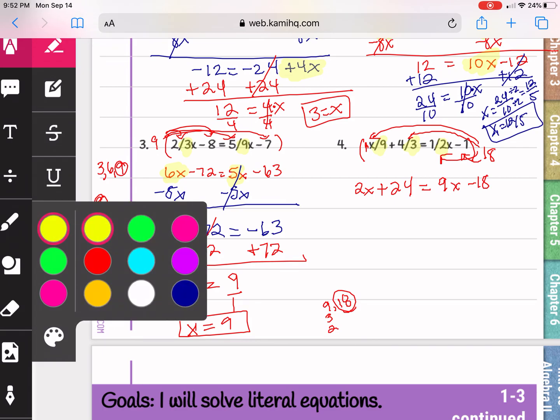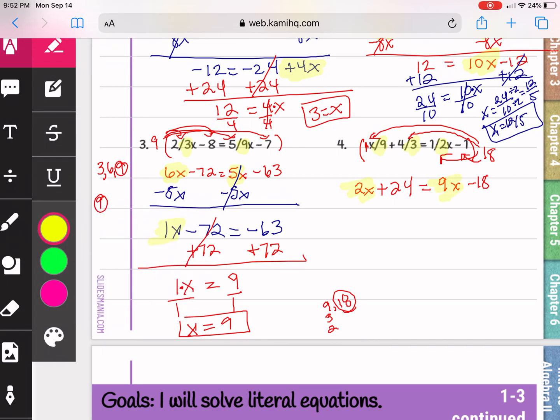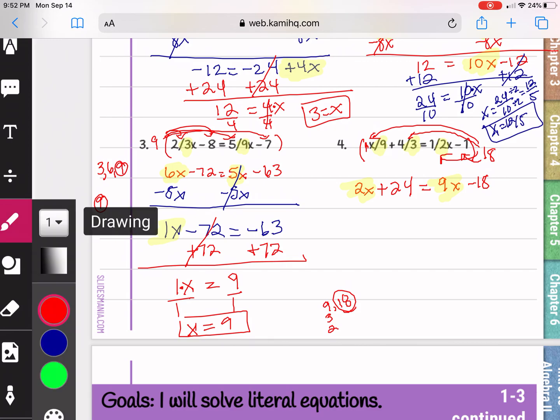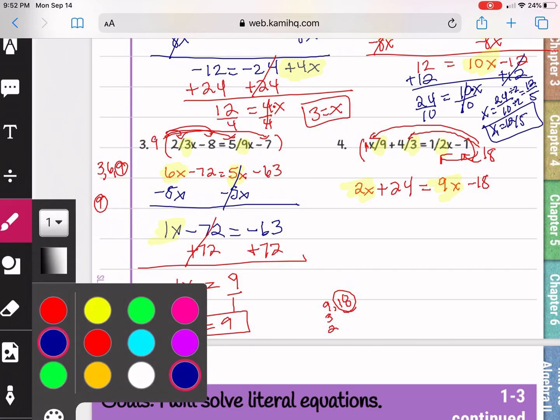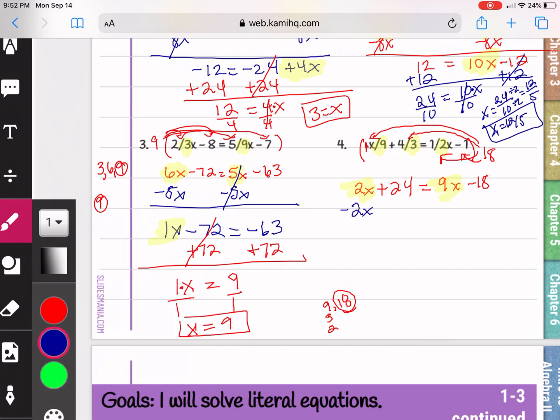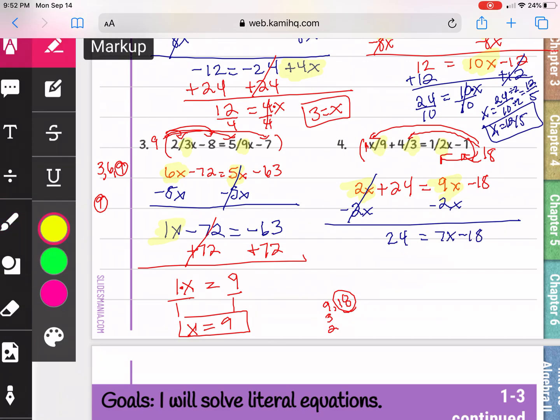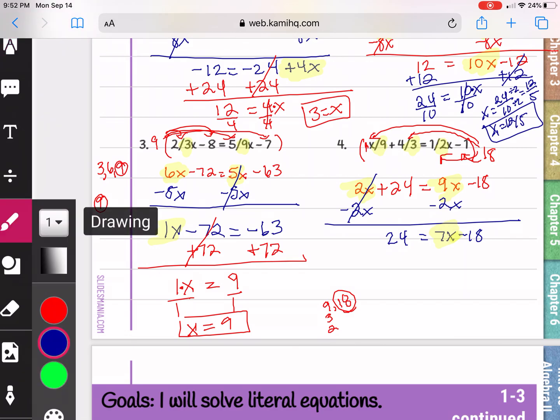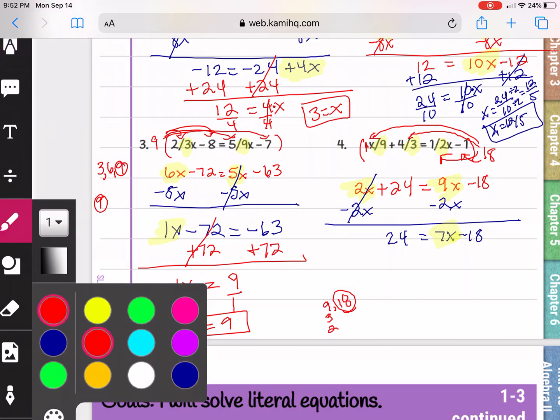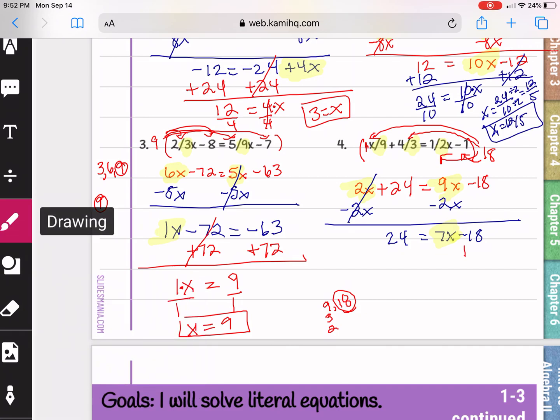Now I have 2x on the left, 9x on the right. I like to get rid of the smaller one. So I'm going to take minus 2x from both sides. And I'm left with 24 equals 7x minus 18. Now the x is stuck to the 7. So I have to get rid of the minus 18 first. And I would do that by doing plus 18 to both sides.